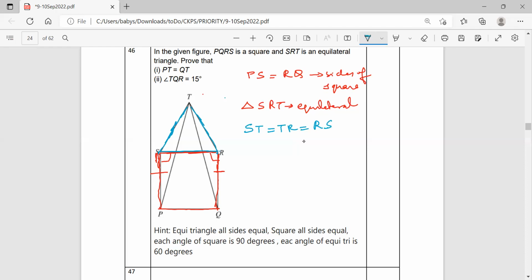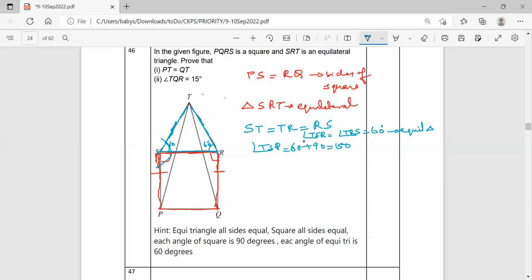And also, what about the angles? This is 60 degrees, isn't it? And here also it is 60 degrees. Yes. So look at angle TSP. The angle TSP will be 90 plus 60, isn't it? 60 plus 90. It is 150. You can just mention that angle TSR is equal to angle TRS is equal to 60. Why? Because equilateral triangle, isn't it? So that's one thing. Angle TSP is 60 plus 90, which is 150.